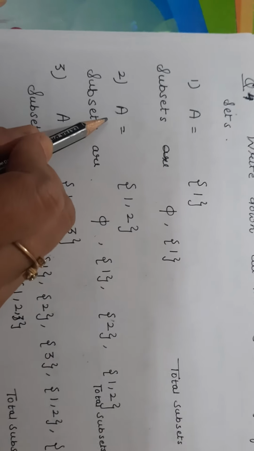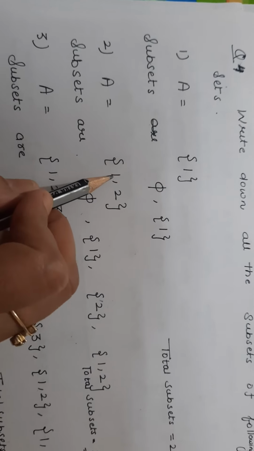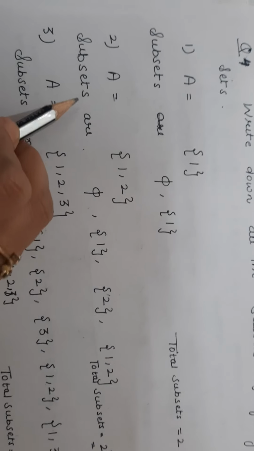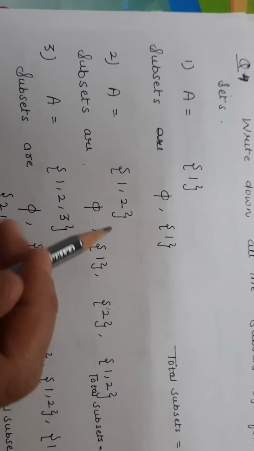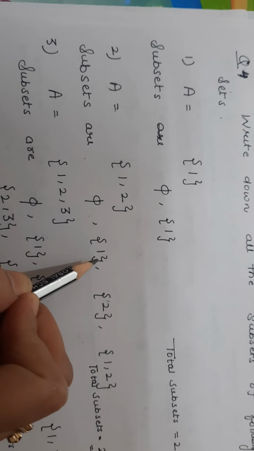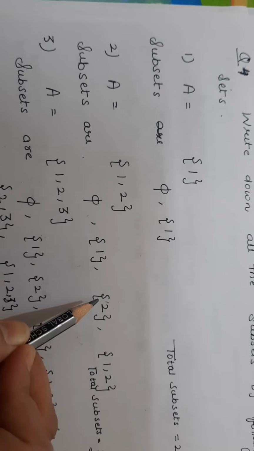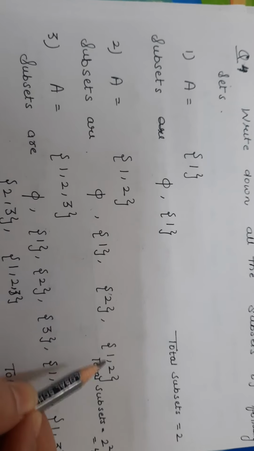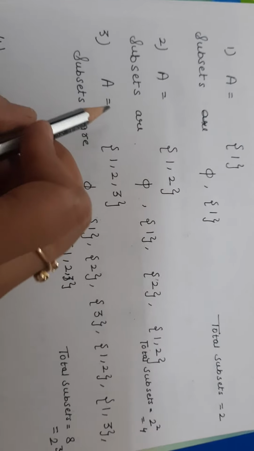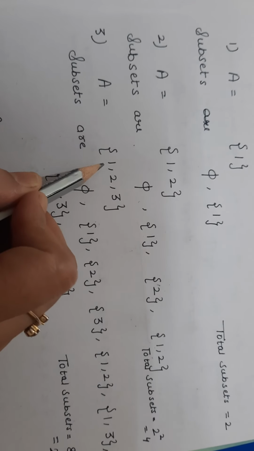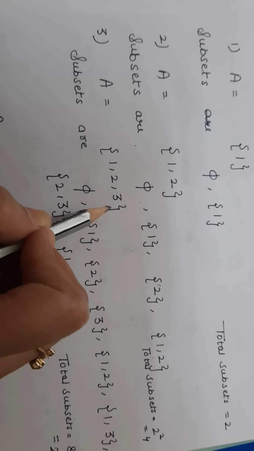Second part, let set A contain two elements 1 and 2. Now its possible subsets are: first we write phi, comma. Next subset is singleton set {1}. Next subset is singleton set {2}. Then A itself, so it means the set {1, 2}. Right?